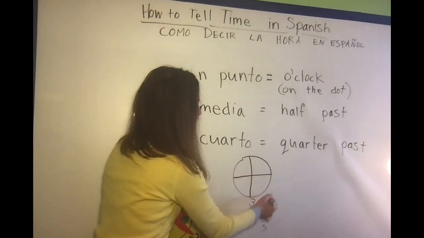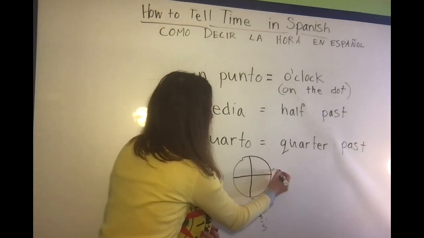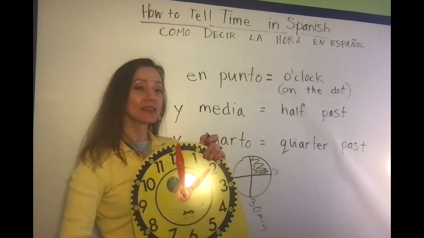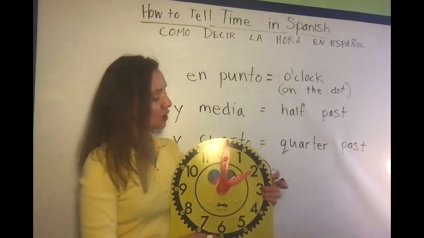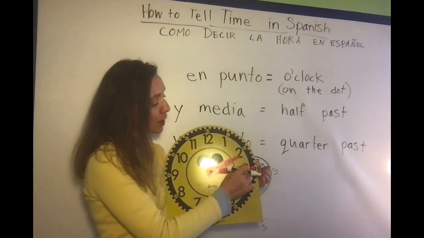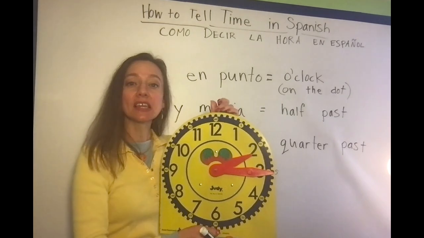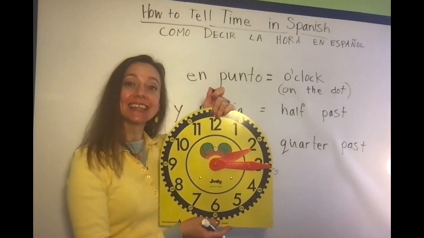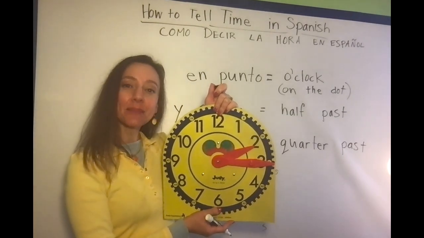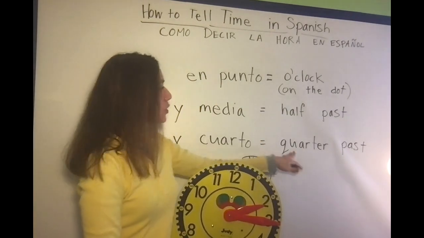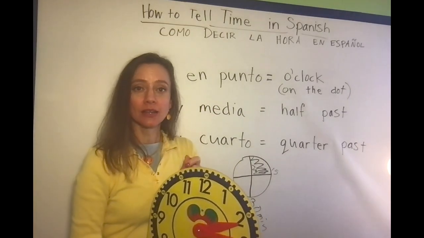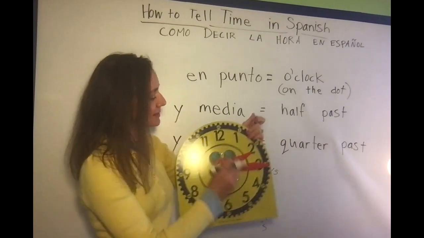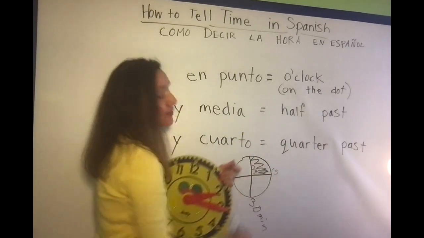How many would half of 30 be? Oh, 15. So in Spanish, when you are saying, for example, son las 2:15, that is the same as "2 y cuarto", because it's a quarter of the hour.